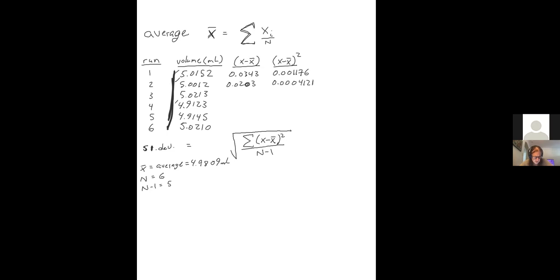So you just go through each one. 5.0213 minus 4.9809 equals, and then we're going to square it. 4.9809. Now notice you get a negative number here, but that's okay. It just means that your value there is a little under the average. But remember, when you square a negative number, you get a positive value. So this is going to give us a positive value here.